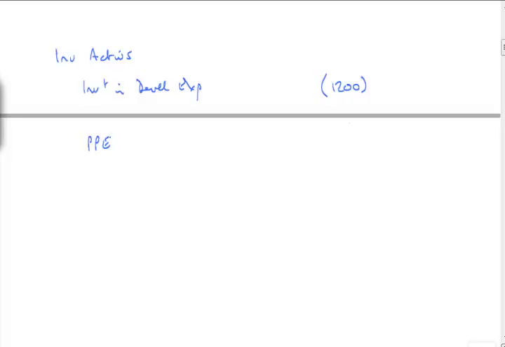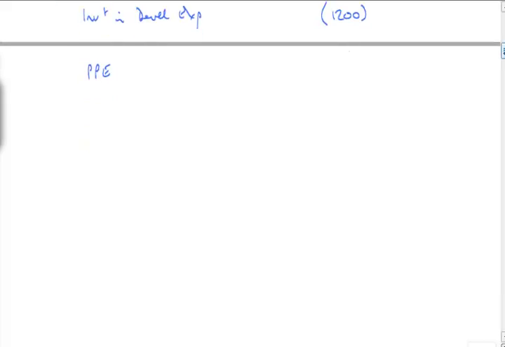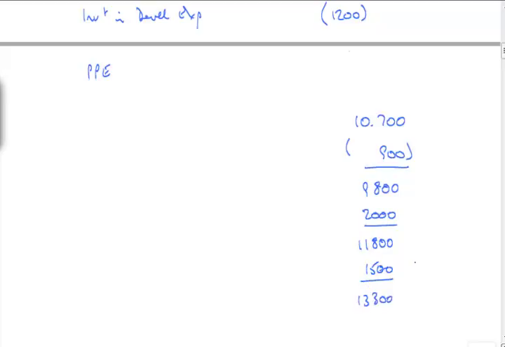PPE will need a separate working. Again, I'm going to show it on here and then I'm going to rub it out. But PPE, I would have as a separate working. 10,700 was the brought forward, and we've depreciated that by 900. So 9,800 is the PPE that we started with, and we have not got rid of any. But we did revalue by 2,000, so that gets me up to 11,800. And we also bought some finance leased assets. That gets me to 13,300.